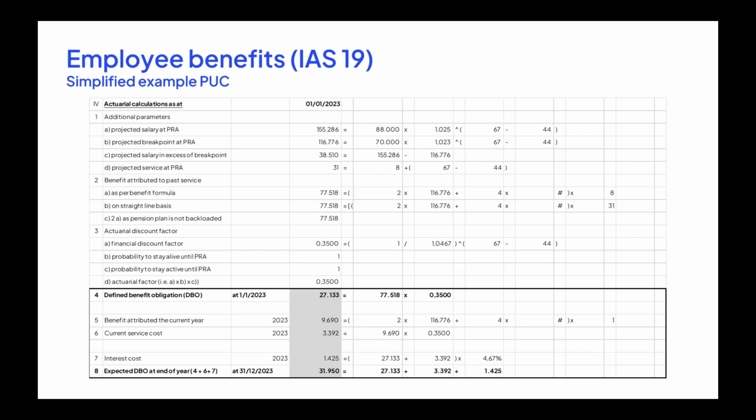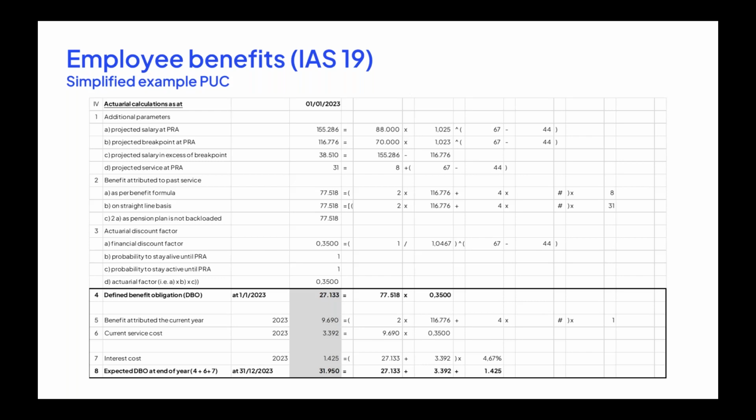1 divided by 40 will give you 9,690. So if I work 1 year, I earn gross 9,690 euro because I stay 1 year. But it will only be paid at the retirement age, so I need to discount it, and that's then the current service cost that you see in the tables from the actuary, 3,392. So the 9,690 multiplied by the financial discount factor.